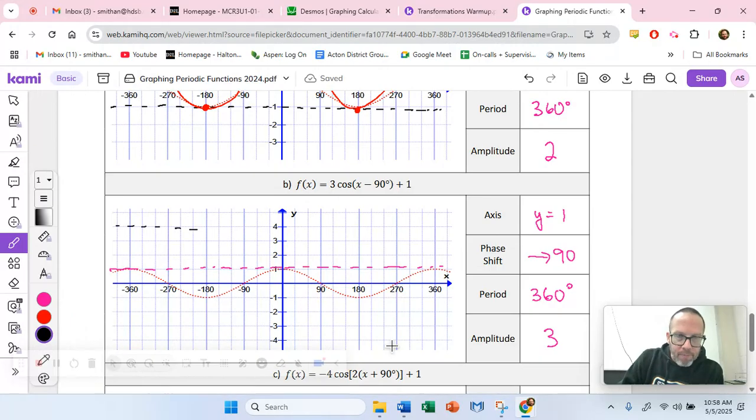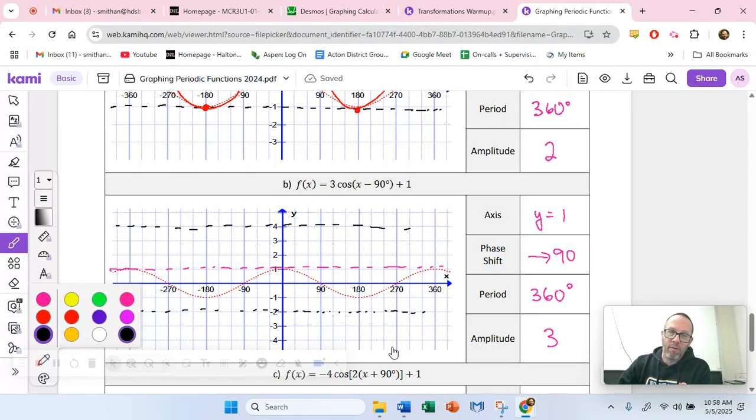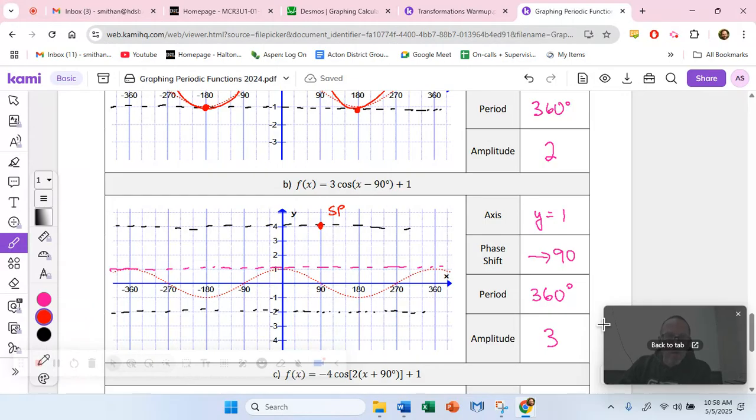Draw the max and min. 3 below. And you just need 1 point to unlock all the rest. Normally, we start at a max. This time, we've shifted over an extra 90 degrees. So we will start here with a max at 90 because it's a cosine function. Then everything else is the same.